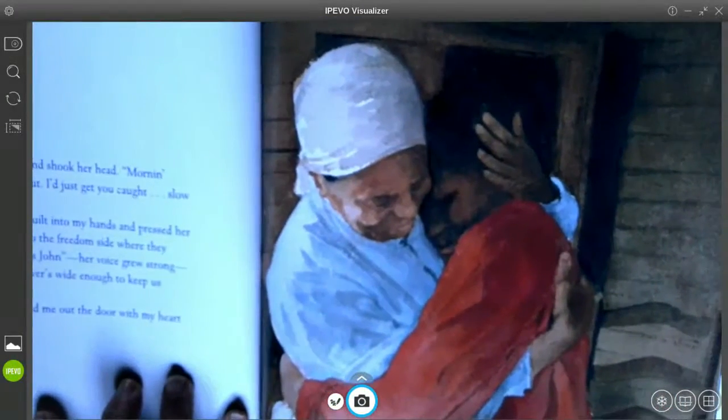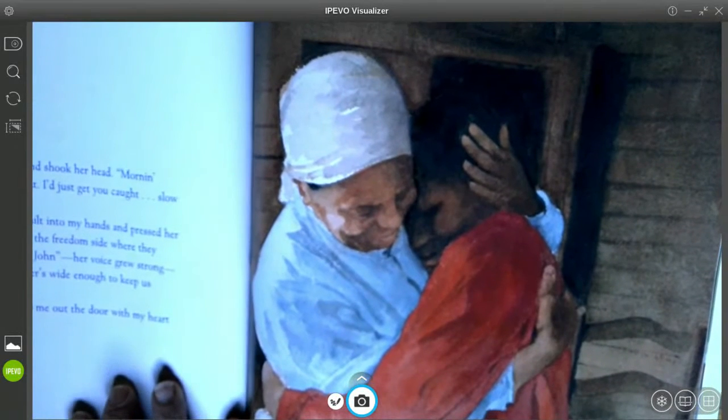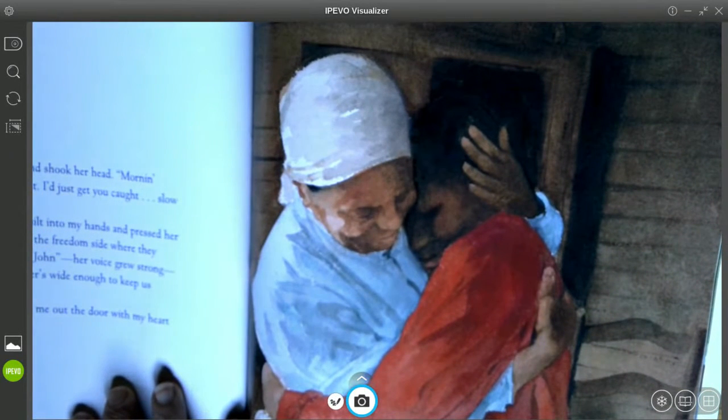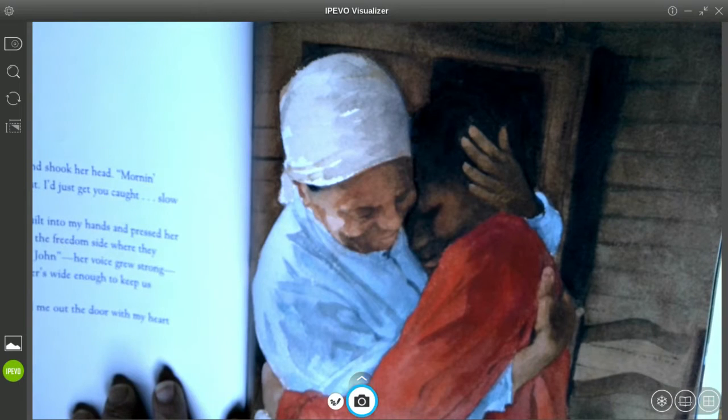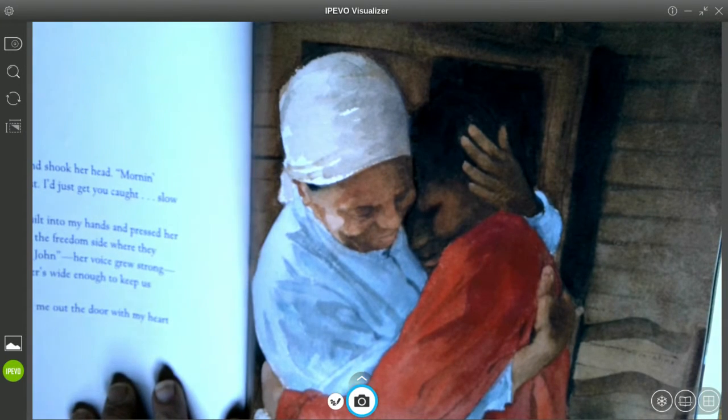"That's foolish talk, child," she said and shook her head. "Morning star's nearly here, and those dogs are all about. I'd get you caught for sure. Slow you down." Granny Judith put the near-finished quilt into my hands and pressed her cheek to mine. "You take my night colors to the freedom side where they belong, and don't you cry for me, Christmas John." Her voice grew strong. "'Cause love don't stop at a river, and no river's wide enough to keep us apart." And she hugged me hard, and she gentled me out the door with my heart aching until I thought that it would burst.